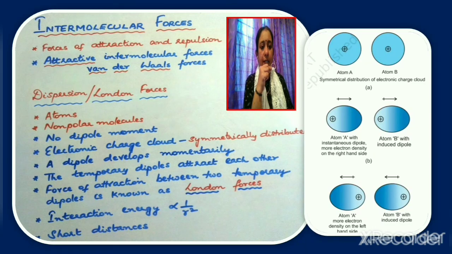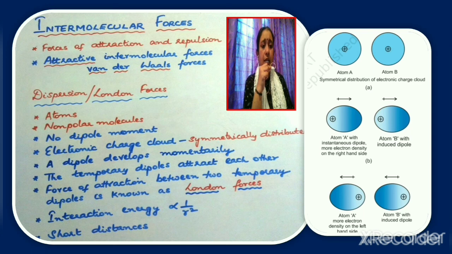Dispersion or London forces. This type of attractive intermolecular force exists among atoms as well as nonpolar molecules. We know that nonpolar molecules will not have any dipole moment. Now consider the atoms A and B given in the figure. In the beginning, there is symmetrical distribution of electron cloud in both atom A and B.